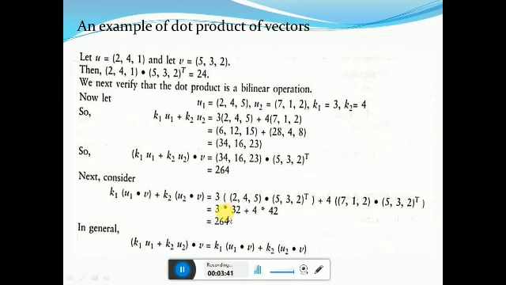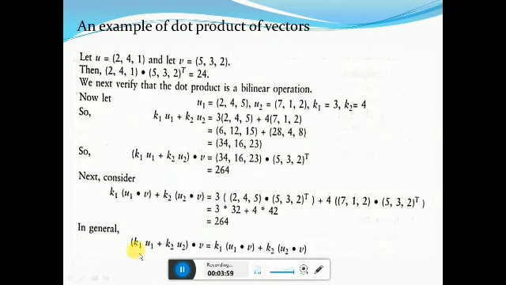So in general, (k1u1 plus k2u2) dot v is equal to the dot product of u1 and v multiplied with k1, plus the dot product of u2 and v multiplied with k2.